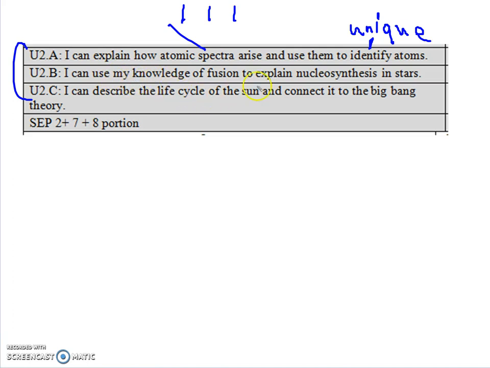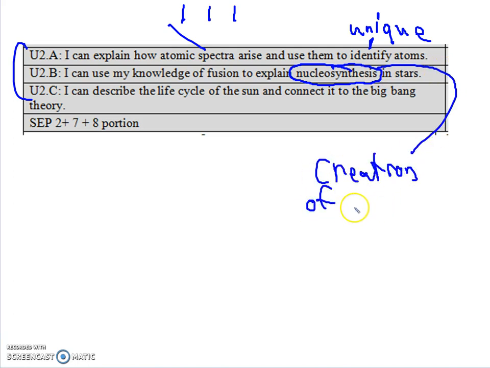I can use my knowledge of fusion to explain nucleosynthesis in stars. Nucleosynthesis, just now I'm kind of realizing we never really defined this term. It just means the creation of atoms. The creation of, well, technically, nucleus, but that's the center of an atom. So you add electrons and you've got an atom. And that only happens in stars, really.